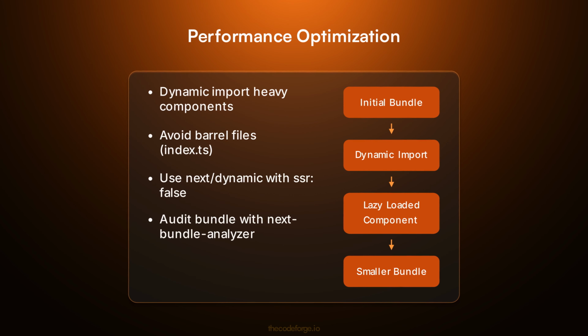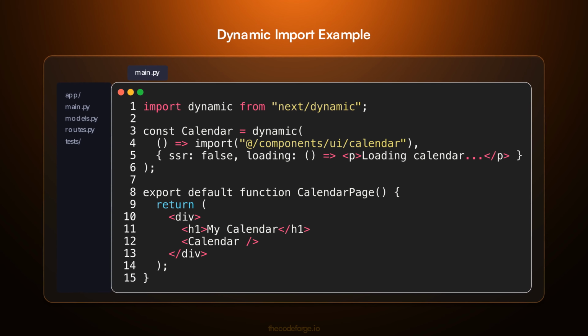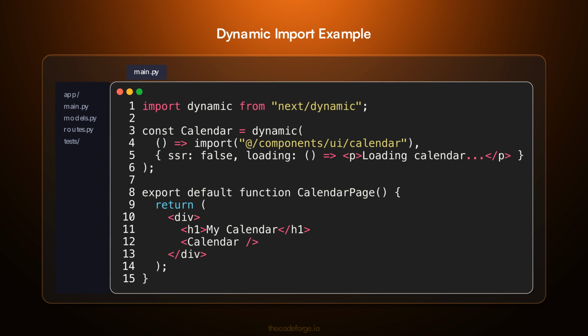Shadcn's copy-paste approach keeps bundles lean, but you can further optimize by dynamically importing heavy components like calendars. This dynamically imports the calendar component only when needed, reducing the initial bundle size.